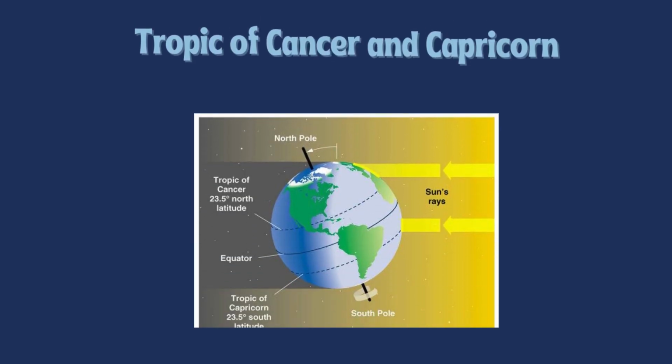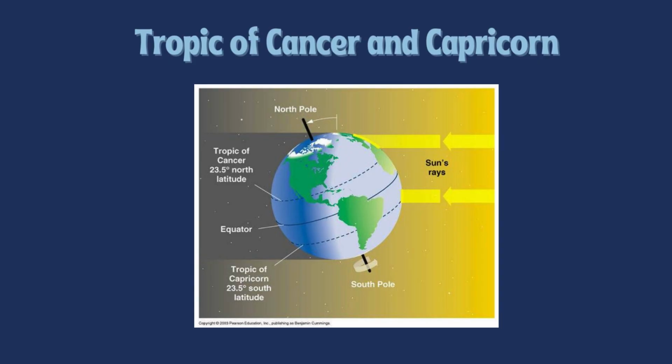The Tropic of Cancer and Capricorn play a significant role in our seasons, based on the 23.5 degree tilt of the Earth. The Tropic of Cancer is 23.5 degrees north of our equator, and when the sun hits it, that is when we experience our summers. And we have our Tropic of Capricorn, which is 23.5 degrees south of our equator. When the sun approaches our Tropic of Capricorn, that is when we experience our winters.